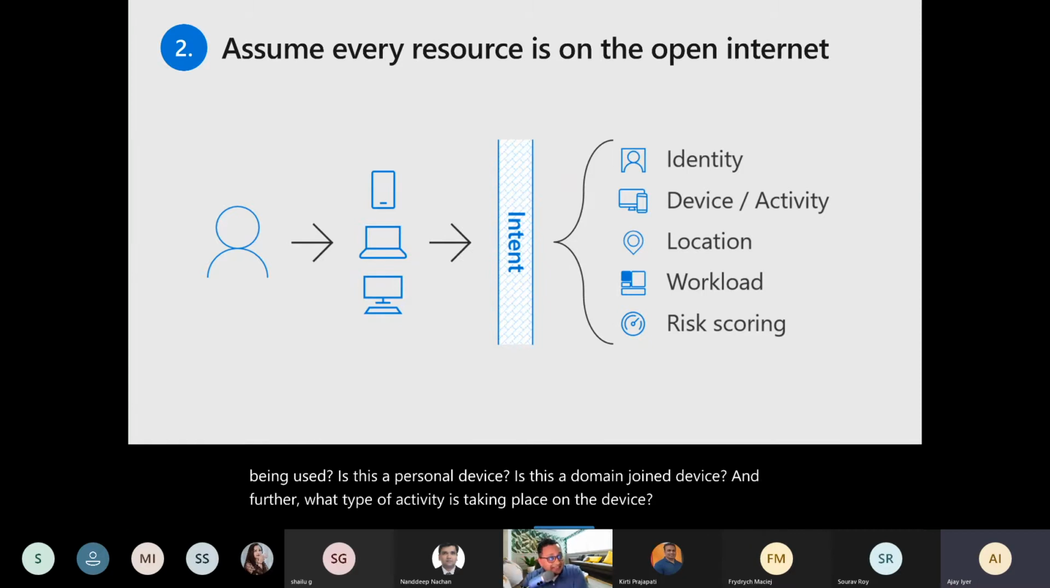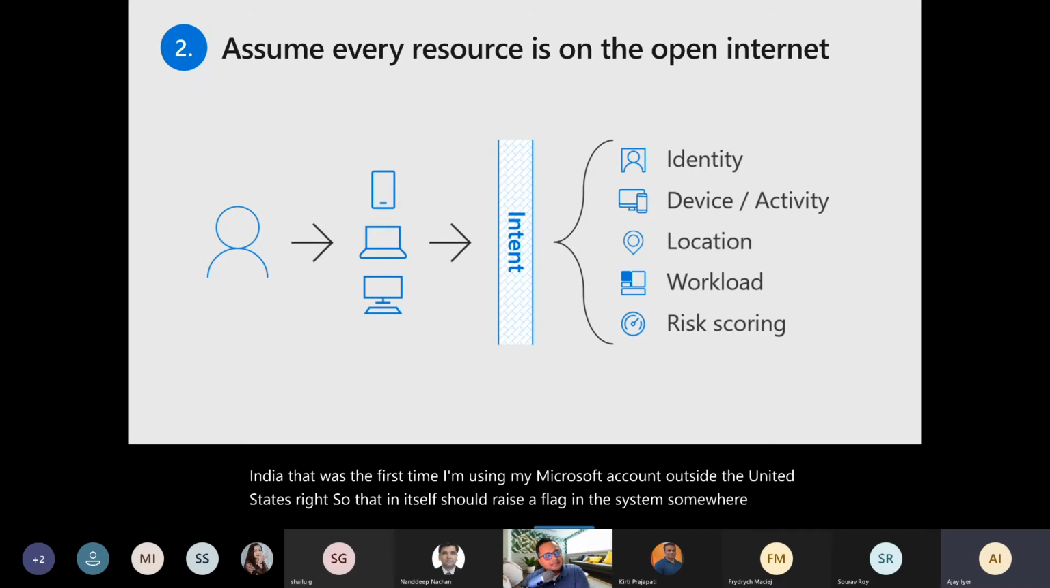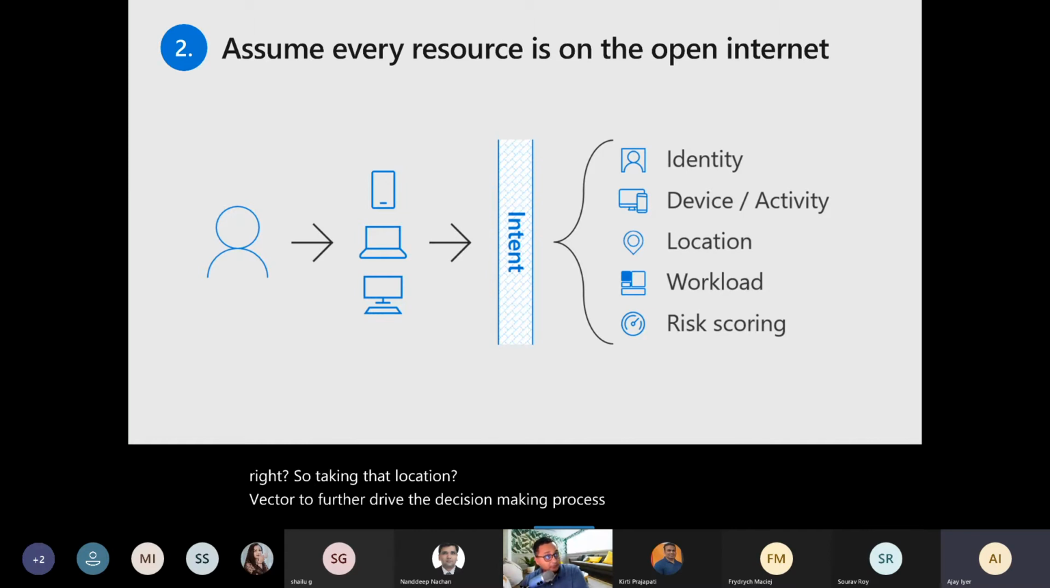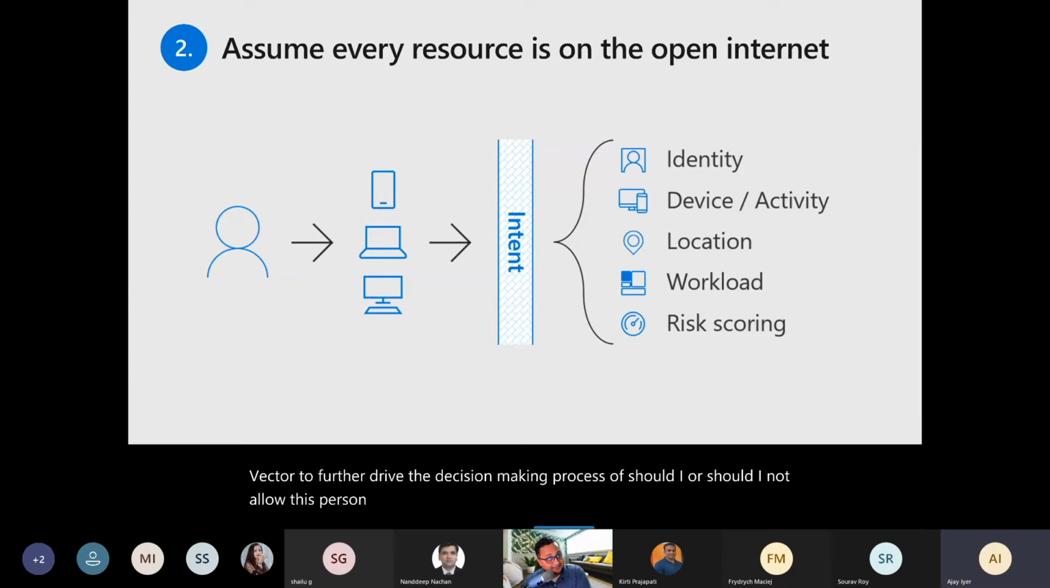Location. The fact that my Microsoft account was always used from the United States. I've never used that account outside the country. Well, when I traveled to India, that was the first time I'm using my Microsoft account outside the United States, right? So that in itself should raise a flag in a system somewhere, right? So taking that location vector to further drive the decision-making process of should I or should I not allow this person to have access to this information.